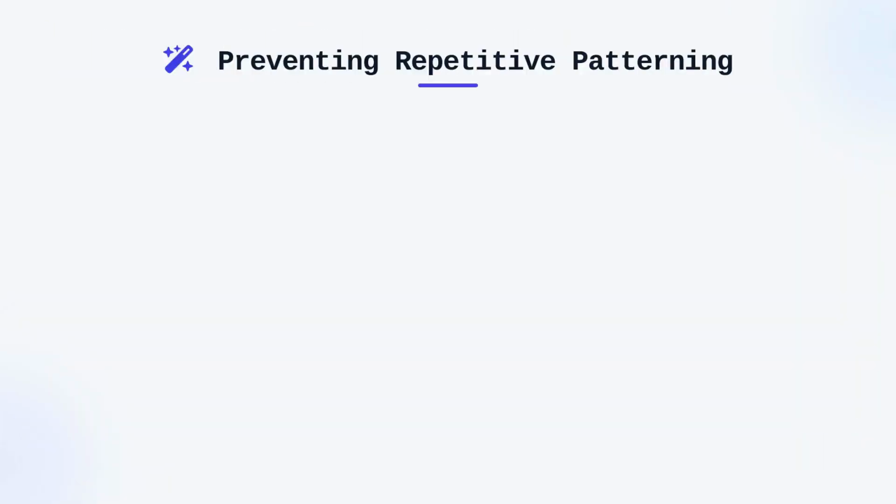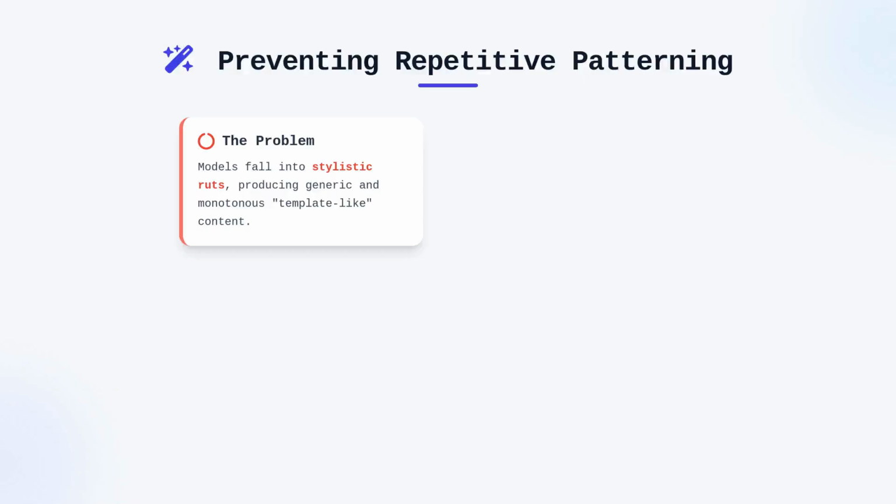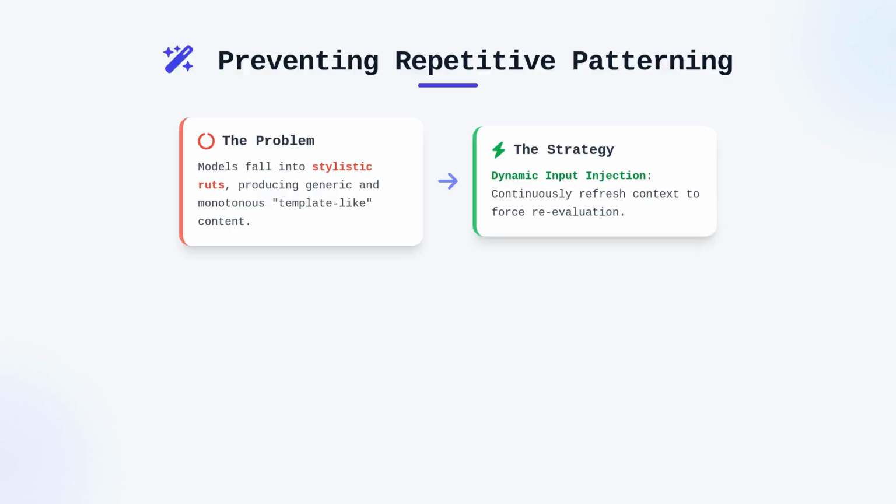Preventing repetitive patterning is a common concern when generating large batches of content, as models often fall into stylistic ruts if they are not prompted for variation. One effective strategy is to leverage dynamic input injection to continuously refresh the context in which the model operates. By rotating the examples or the target platform data in your prompt, you force the model to reevaluate the tone and focus, effectively breaking the tendency to output generic, monotonous text.